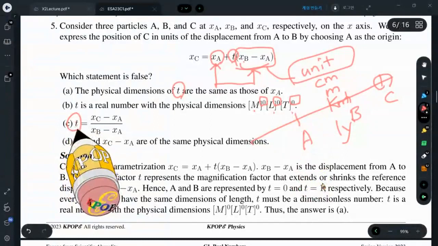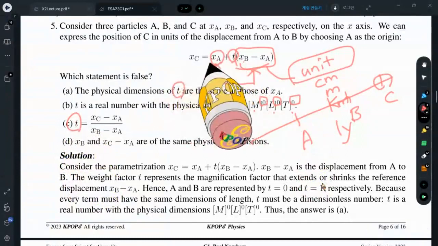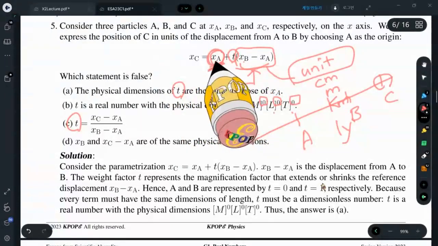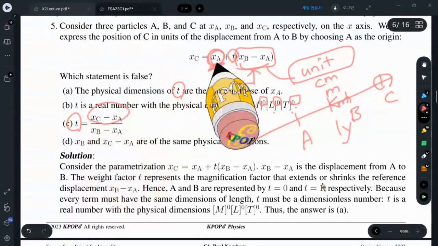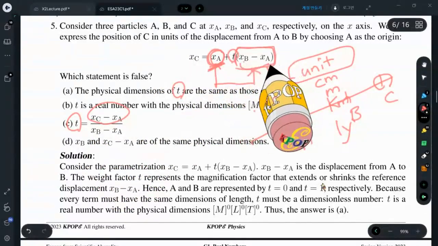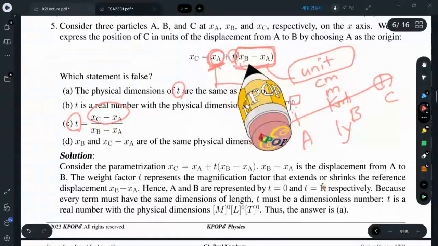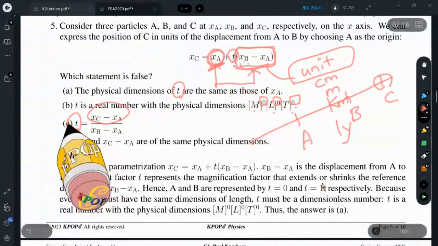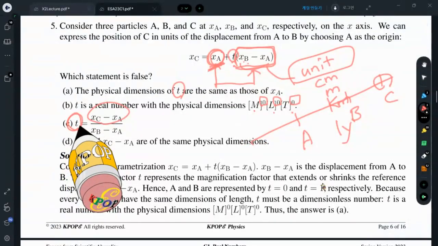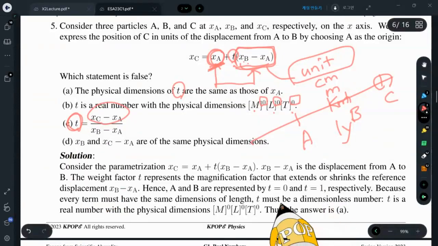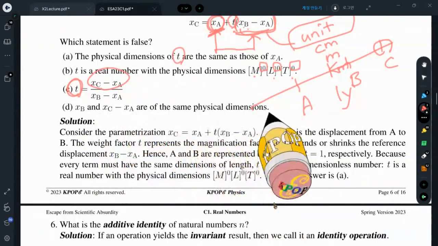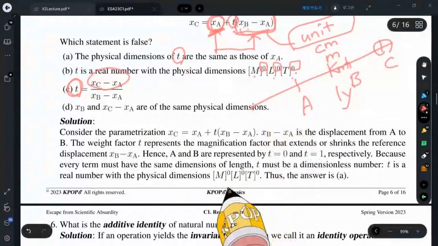Okay. T, we can make an algebra, subtract both sides by x sub a, then we can find this one on the left-hand side. And if I want to find the value of t, we can divide both sides by the length xb minus xa. So this is a way to find the value of t. xb minus xa are of the same physical dimension. Correct.